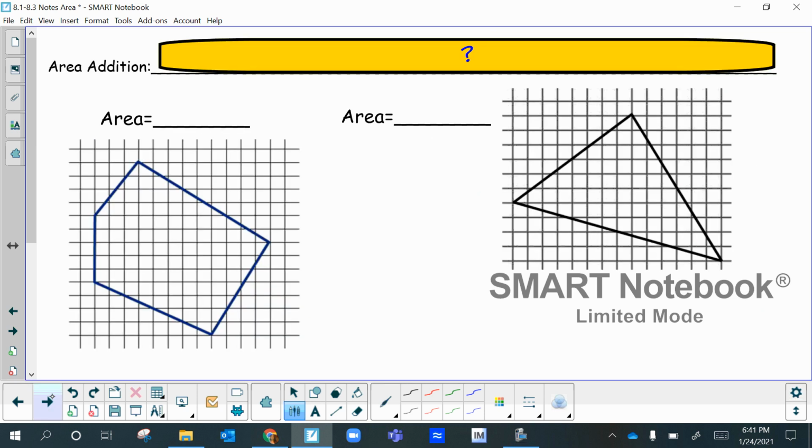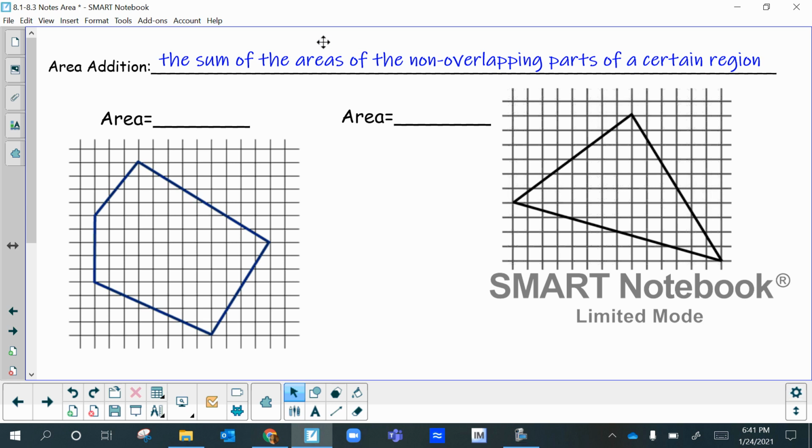All right, a little bit of area addition. When we do area addition, this is where you do the sum of the areas of non-overlapping parts of a certain region. Okay, and that'll be area addition. So it's basically when you add the areas of some figures to try to find the area. So on these grids right here, these are all going to be single unit grid lines, okay, meaning they have one unit in length.